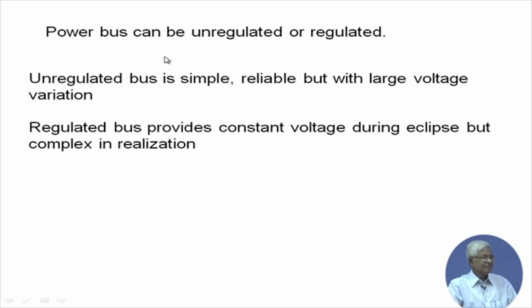So, the power bus can be regulated or unregulated. Unregulated buses are simple and reliable, but large voltage variations will be there on the bus. A regulated bus provides a constant voltage during eclipse, but is complex in realization, and each circuit will draw different types of current and generate some spikes and spurious ripples on the power supply. So though a regulated bus is sometimes used, each subsystem uses its own regulator.